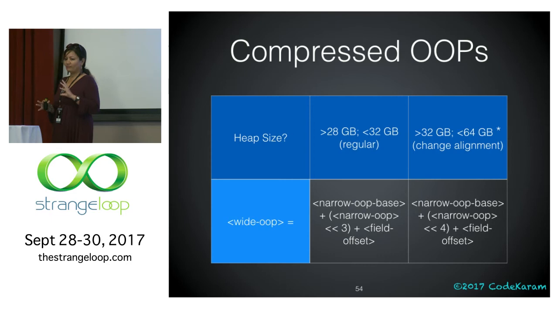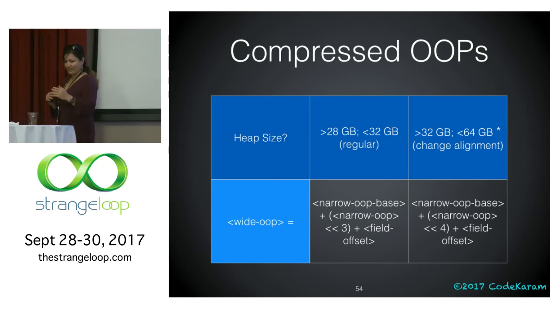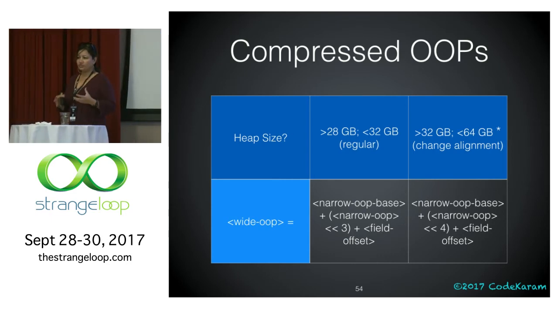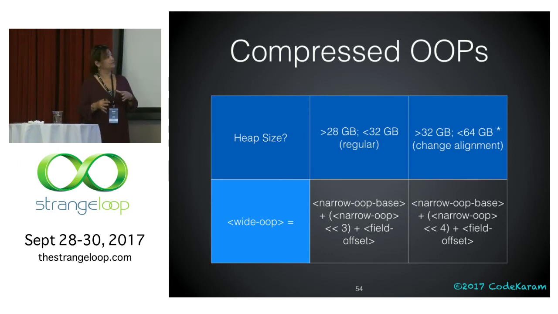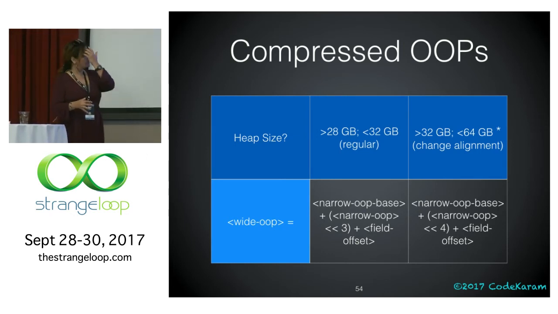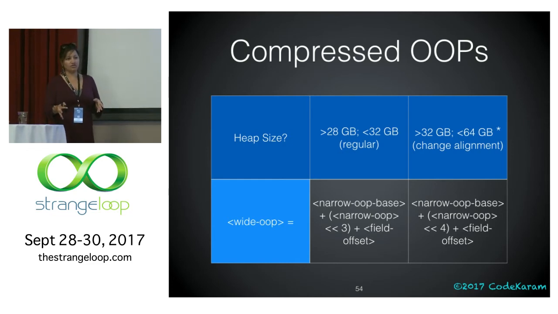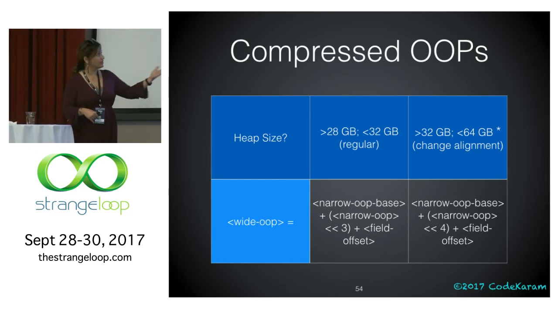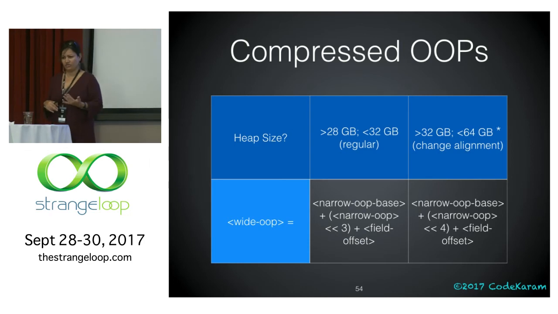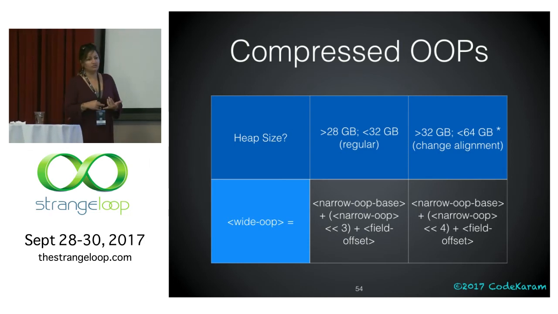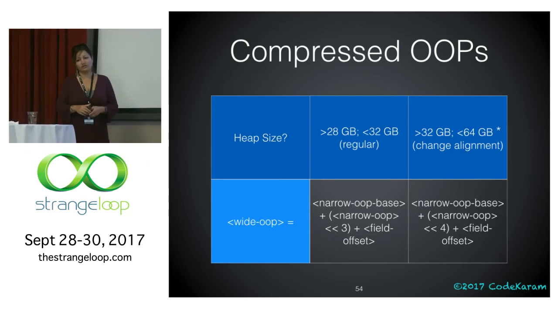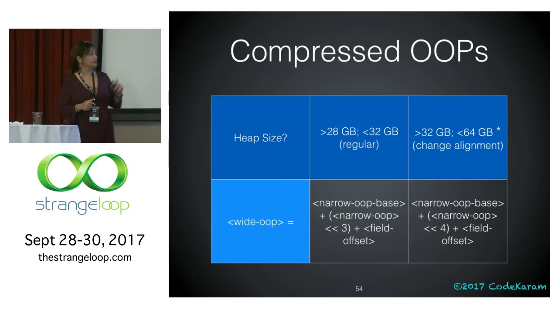But remember, because the alignment changed, we have more wasted space. So you could do your experiments. If you need to go above 32 but you can still be within 64, then try an experiment in Java 8 and see that. Or you could change your alignment by itself. There's an option to change object byte alignment; change the alignment and see if enabling compressed oops works for you.